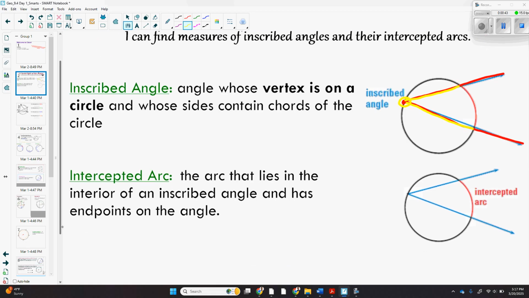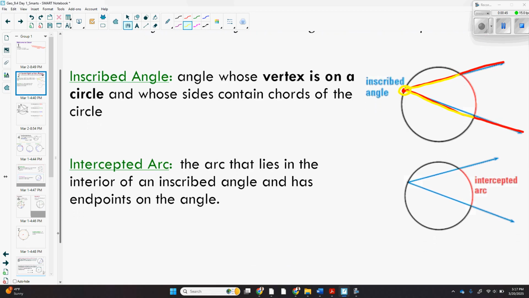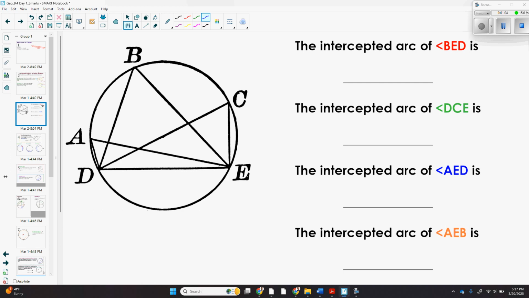An intercepted arc is going to be the arc that lies in the interior of the inscribed angle and has endpoints on the circle. In other words, if I have this angle, the intercepted arc is going to be the part of the circle that's in the middle of that angle, like this, the blue part I just highlighted. So if you need to pause the screen there and write those down, you can. Otherwise, you have a few problems we're going to do with this.